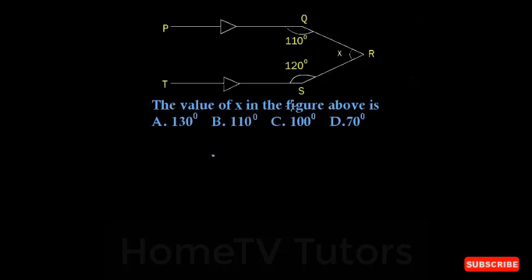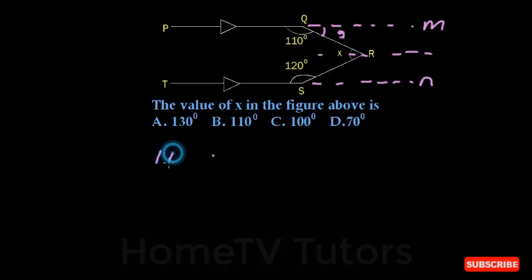The value of x in the figure above is one of these answer options. So let's assume the line TS extends to a point at N. Then the line PQ as well extends to a point M. And then there is a line that bisects the angle at R into 2. Okay, so let's assume we want to find this angle MQR. Let's say this is G.